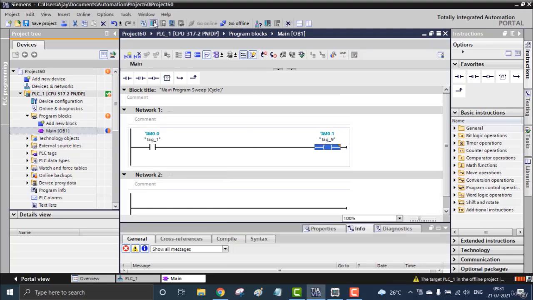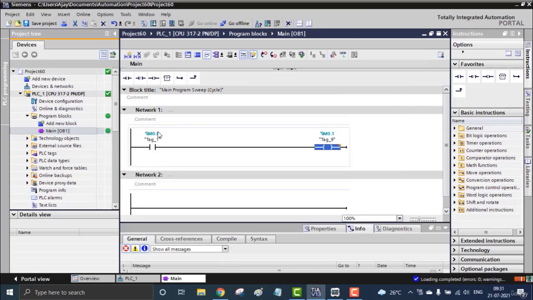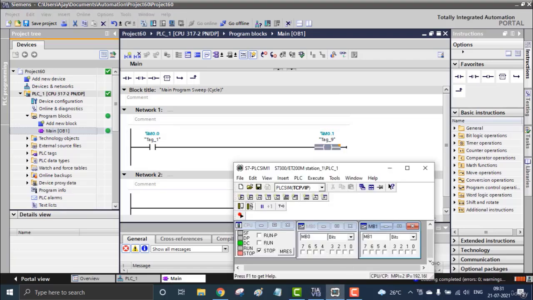Let's download this, and let me show you these memory bits. A memory bit can store only 1 and 0. That is called a bit. Okay, let me show you. M0.0. Here it is.